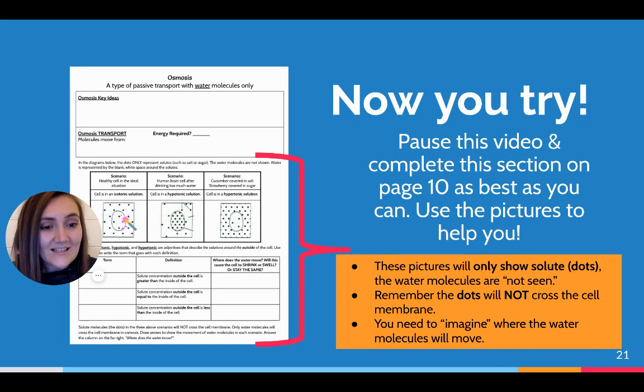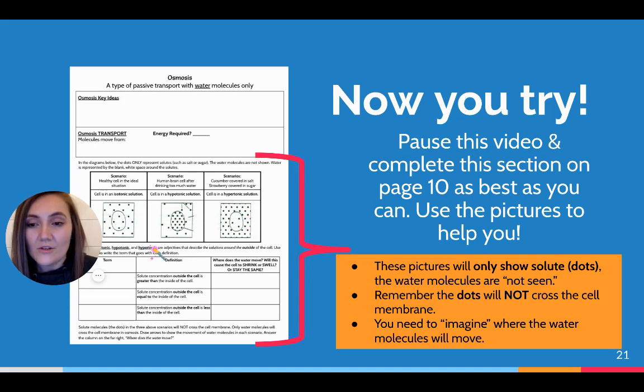Remember, the dots will not cross the membrane. So these dots that you see are actually solute. The blank space is actually the water. So you're going to have to imagine where the water would be, or think about where does water want to go in terms of the most solute.